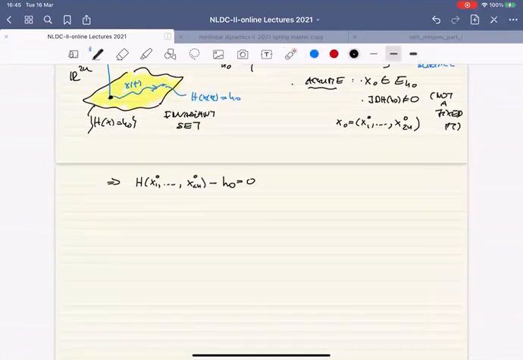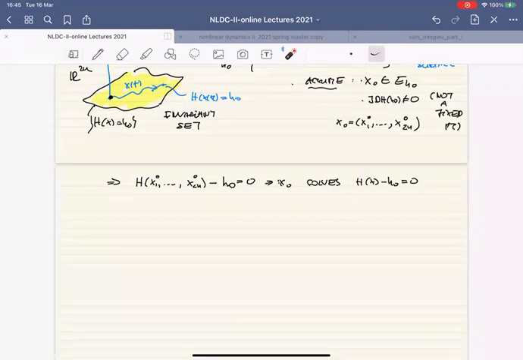And so x naught solves the general equation for the energy surface. This is the equation that defines the energy surface. So x naught is a solution to that. That's one thing I know.